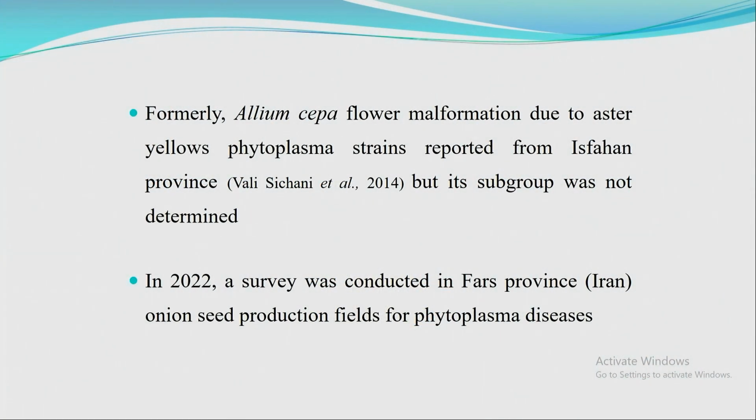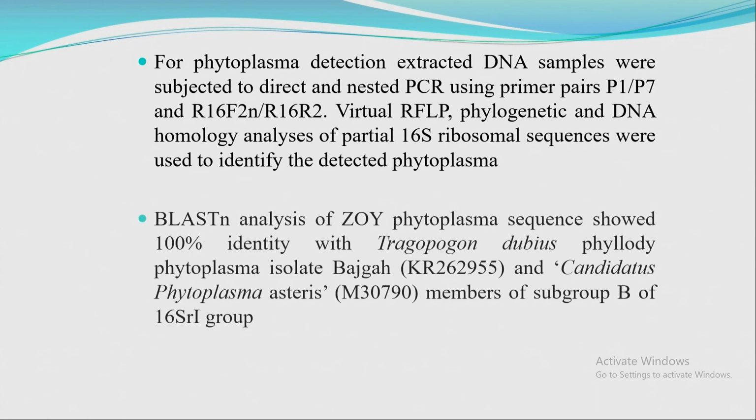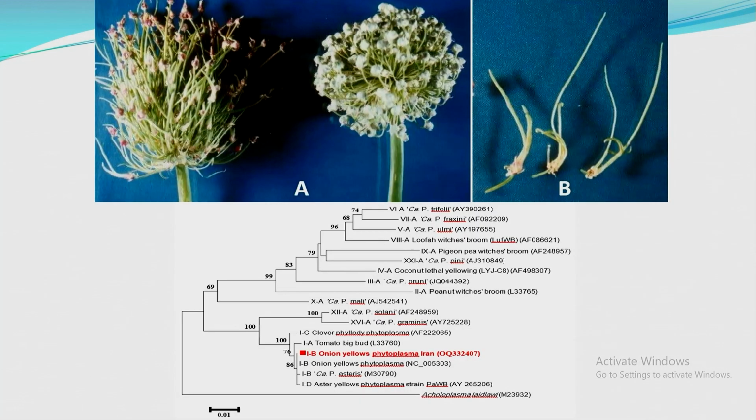Formerly, Allium cepa flower malformation due to an aster yellows phytoplasma strain was reported from Isfahan province in Iran, but its subgroup was not determined. And in 2022, a survey was conducted in Fars province in southwest of Iran on onion seed production fields for phytoplasma disease. After molecular study and analysis, a phytoplasma was detected associated with onion yellows.